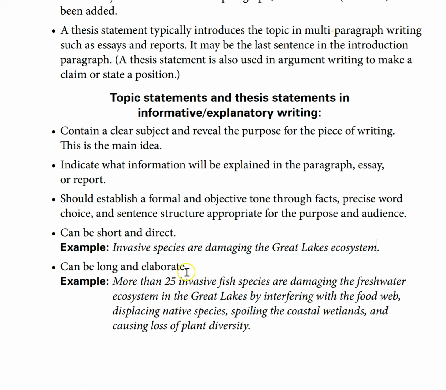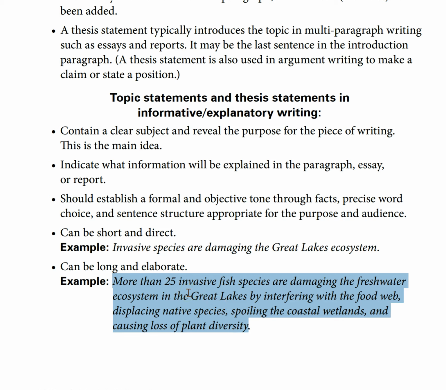And then they can also be long and elaborate. An example of this, using the same topic, just writing it out as a thesis statement: more than 25 invasive fish species are damaging the freshwater ecosystem in the Great Lakes by interfering with the food web, displacing native species, spoiling the coastal wetlands, and causing loss of plant diversity. So this is a really well-written thesis statement.